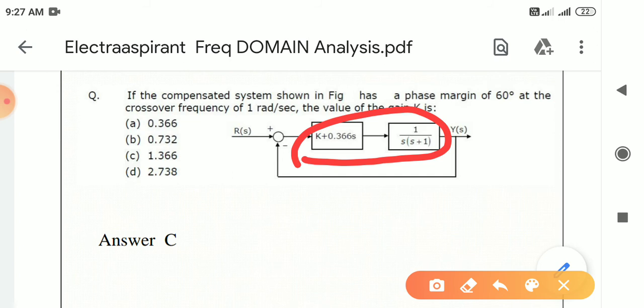Then we need to make the transfer function in sinusoidal form. Then by using the given data, phase margin gamma equal to 60 degrees, we know gamma equals 180 degrees plus phi gc. From that we can find the value of phi gc, and it is given that the gain crossover frequency is 1 rad per second. By using those relations, we are able to find the answer, option C.